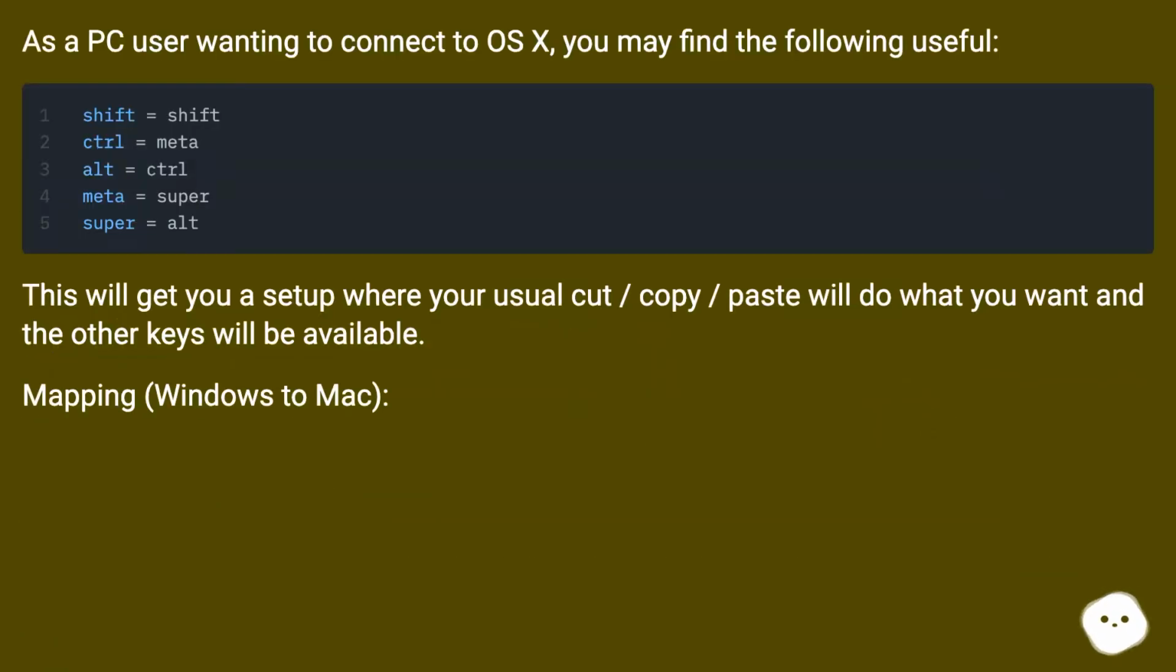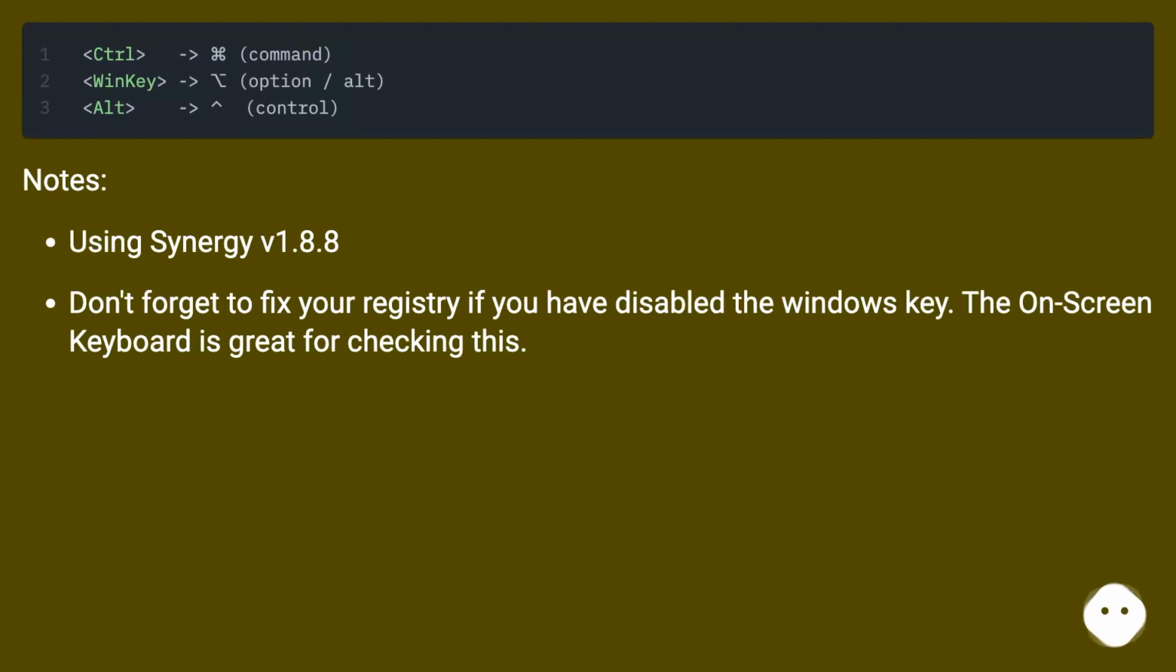As a PC user wanting to connect to OS X, you may find the following useful. This will get you a setup where your usual cut, copy, paste will do what you want and the other keys will be available. Mapping, Windows to Mac. Notes: Using Synergy v1.8.8. Don't forget to fix your registry if you have disabled the Windows key. The on-screen keyboard is great for checking this.